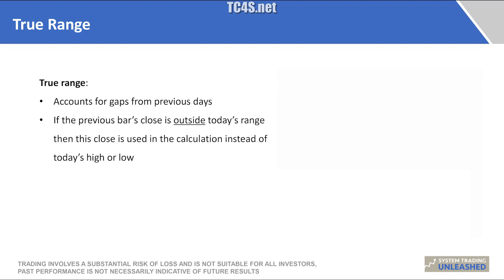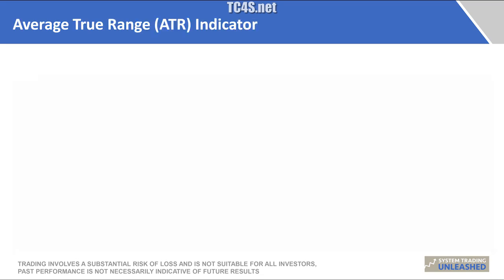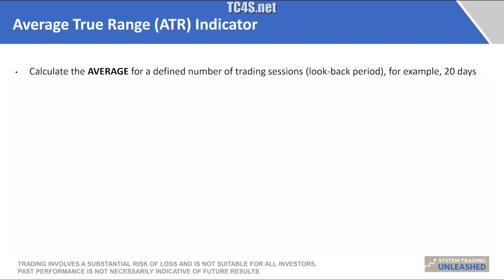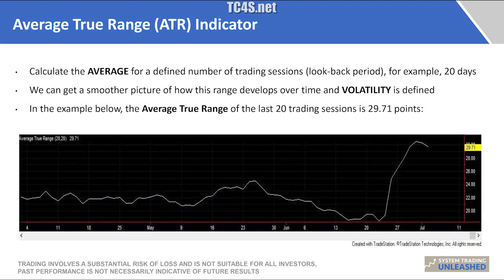And also, not just daily range, but we can also express volatility with an indicator. It's called average true range. We take some lookback period, let's say 20 days, and calculate the average of these true ranges, and we get the average true range indicator. So this is basically one concept for volatility.